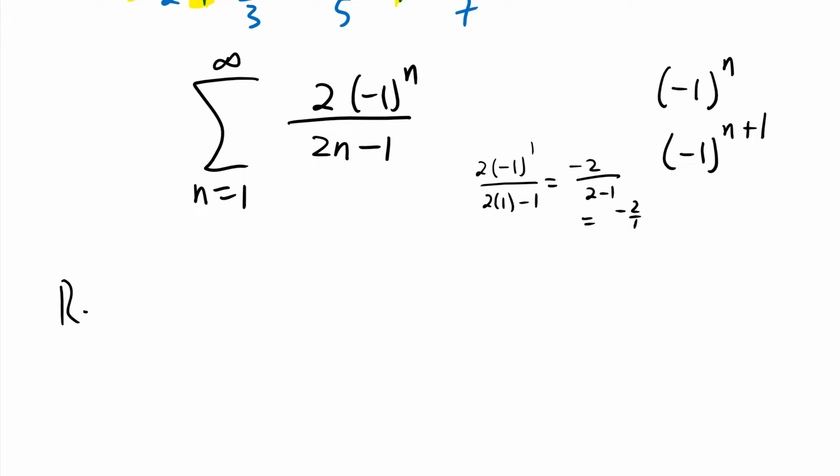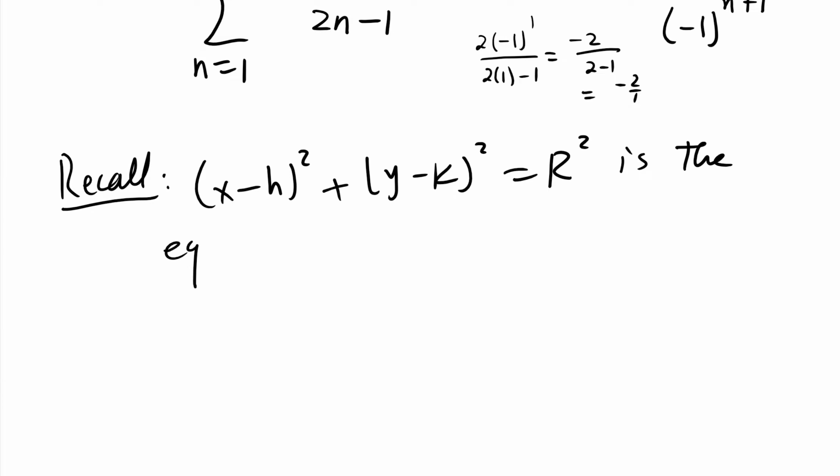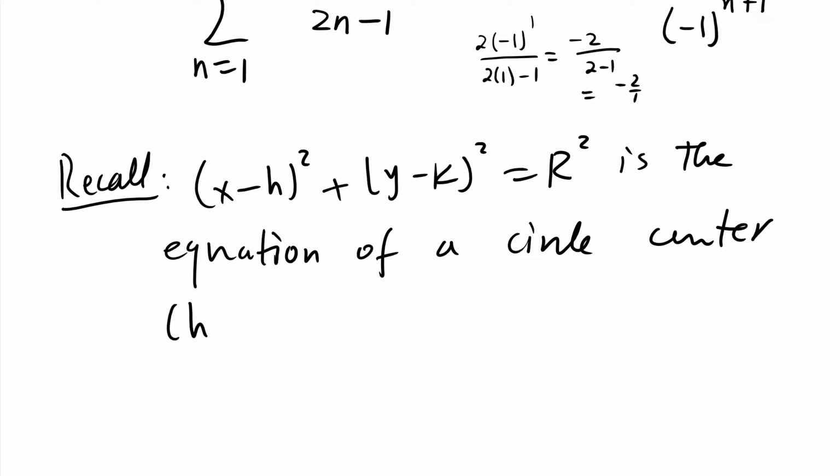Recall, (x minus h) squared plus (y minus k) squared equals r squared is the equation of a circle, with center (h, k) and radius r.